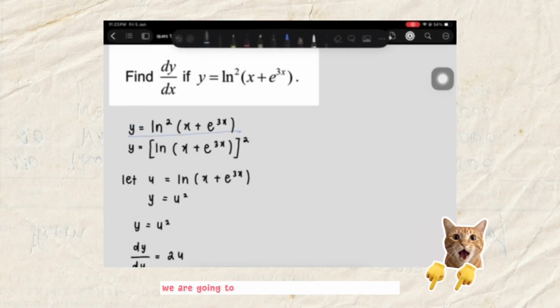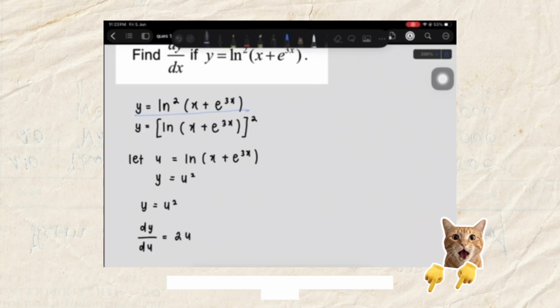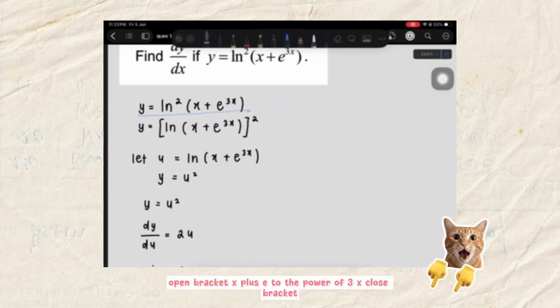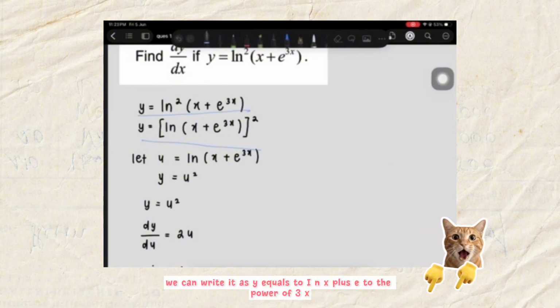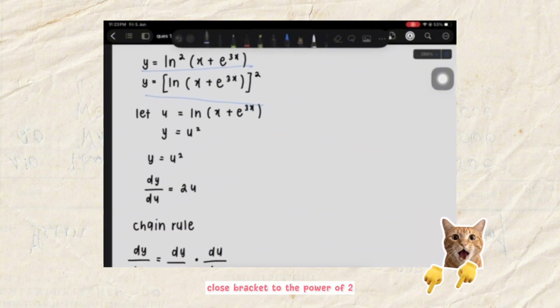Hello everyone, today we are going to find the derivative of y equals ln to the power of 2, open bracket, x plus e to the power of 3x, close bracket. First, let's rewrite this notation so it's easier to see the layers. We can write it as y equals ln, open bracket, x plus e to the power of 3x, close bracket, to the power of 2. To differentiate this, we use the chain rule.